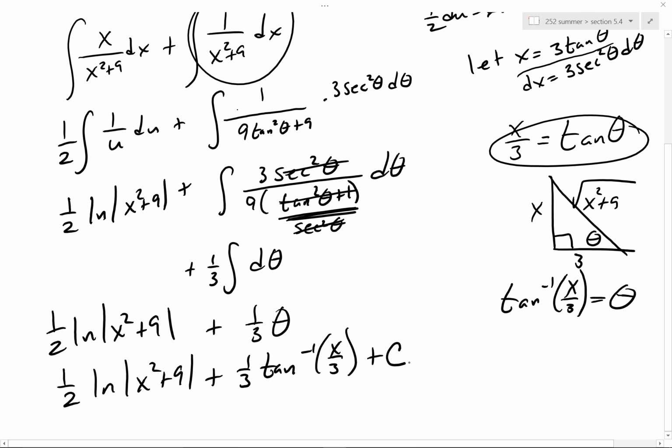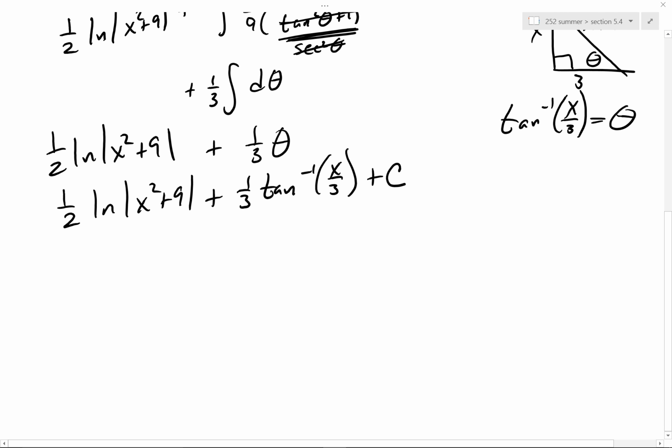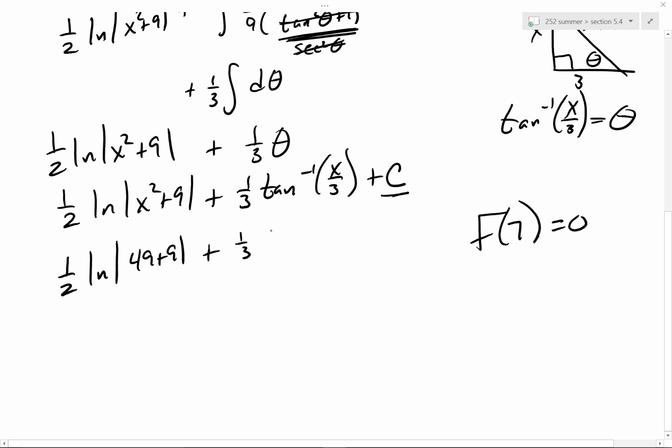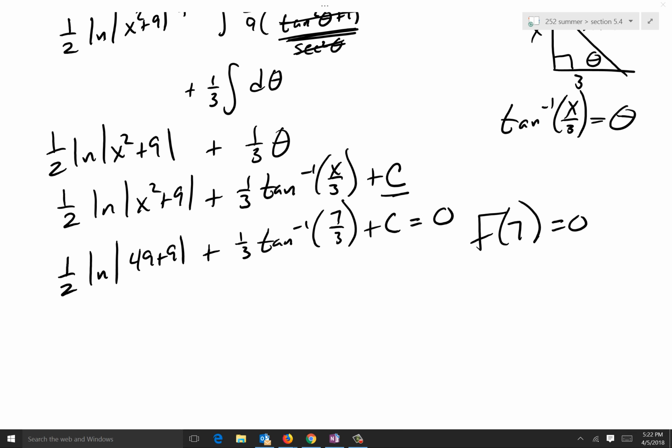the antiderivative. And that's fine, but I'm interested in knowing what it is when f of 7 equals 0. What is the value of this constant? Okay, well, I don't know. But I do know I could do this. 1/2 ln of 7 squared is 49 plus 9 plus 1/3 arctan of 7 over 3 plus c. We know this whole thing has to equal 0. Right? That's literally what it said.